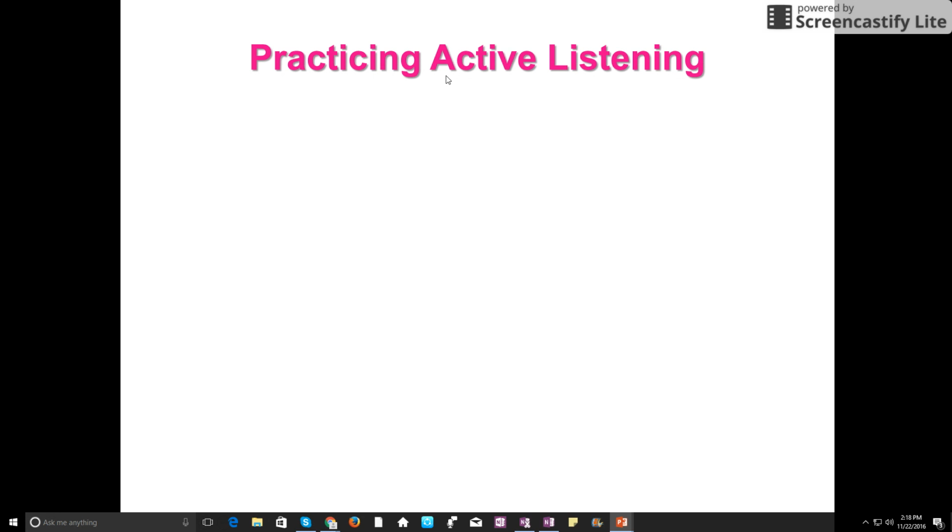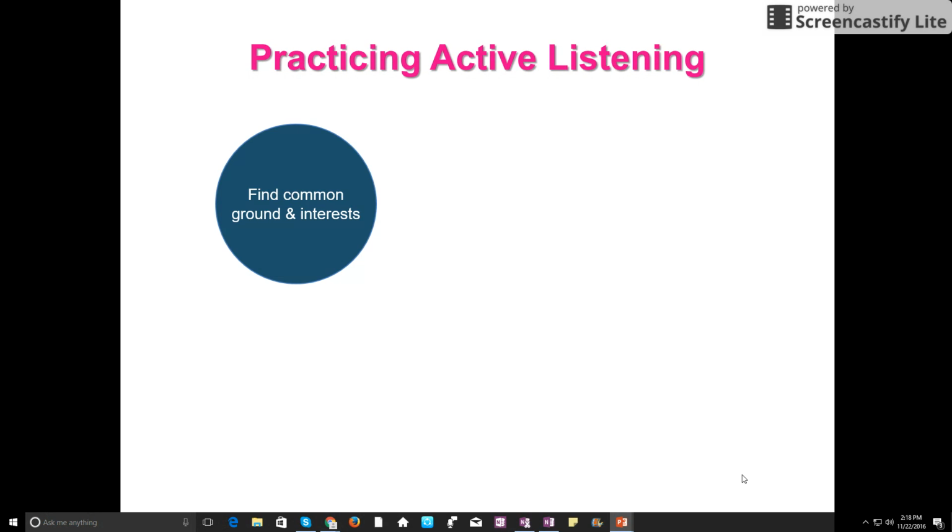First of all, let's just focus on the word active and what that really means for us in the classroom. We don't want to be a passive teacher. We don't want to let the class go by without them realizing that we're actively interested in what they're saying and responding to what they say.